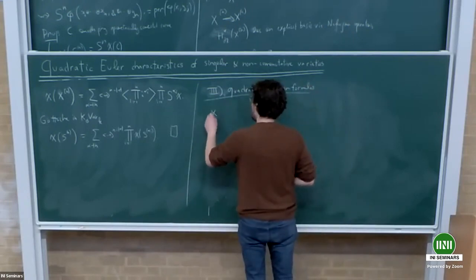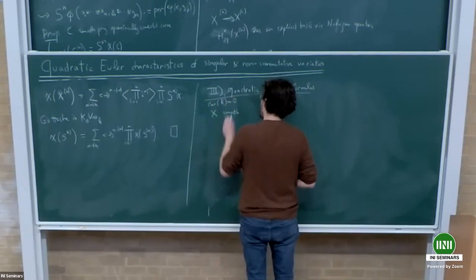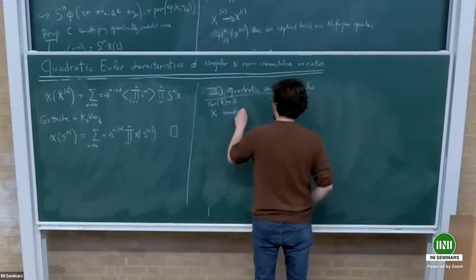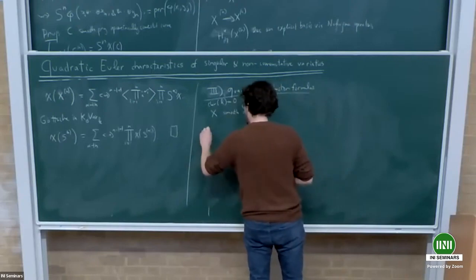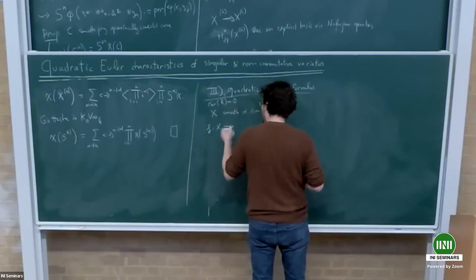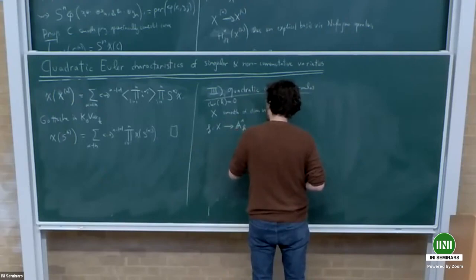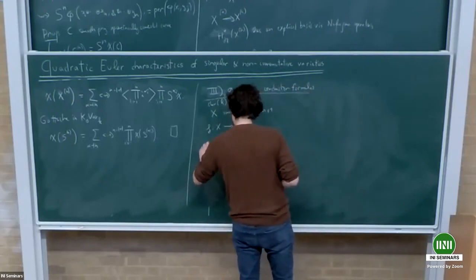Here the setup is X is smooth. Again, the characteristic of K is 0. X smooth of dimension n+1, and we have some F. Maybe to make my life easier, I'm going to take a more general setup. I'm just going to take a function and some, again, some.